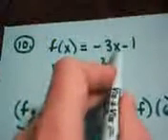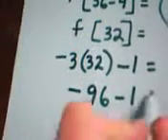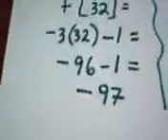Now what I'm going to do to finish is take the number 32 and put it into the function f. So I come up here and I find the rule for function f. Negative 3 times the input minus 1. Negative 3 times the input, which is 32, minus 1. And we have negative 96 minus 1, which is going to give me negative 97. And that would be my answer for the first part of the problem, negative 97.